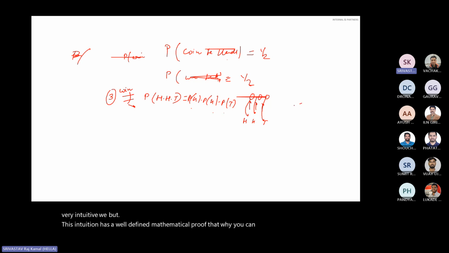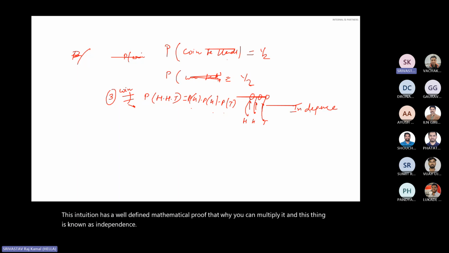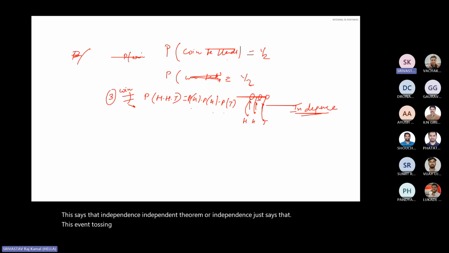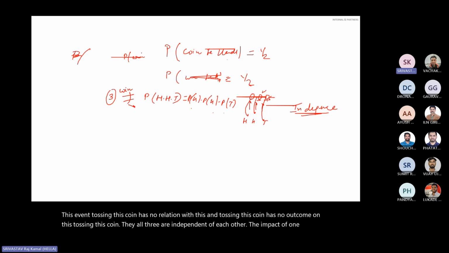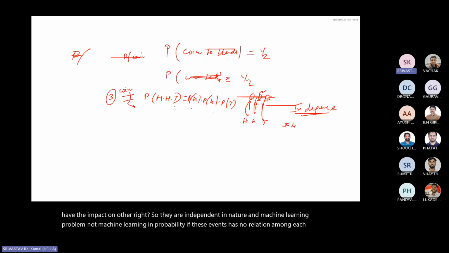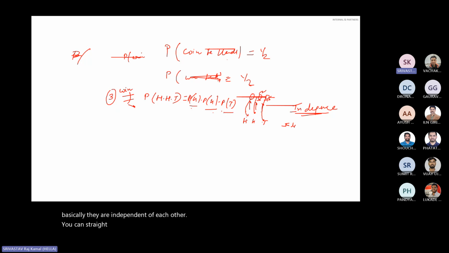And this thing is known as independence. The independence theorem just says that tossing this coin has no relation with this, and tossing this coin has no effect on the outcome of this one. They all three are independent of each other. The impact of one will not have an impact on the other, right? So they are independent in nature. And in probability, if these events have no relation among each other, basically they are independent of each other, you can straight away multiply their probabilities.